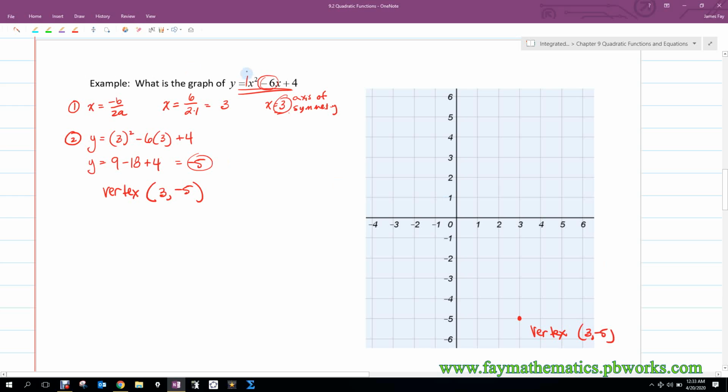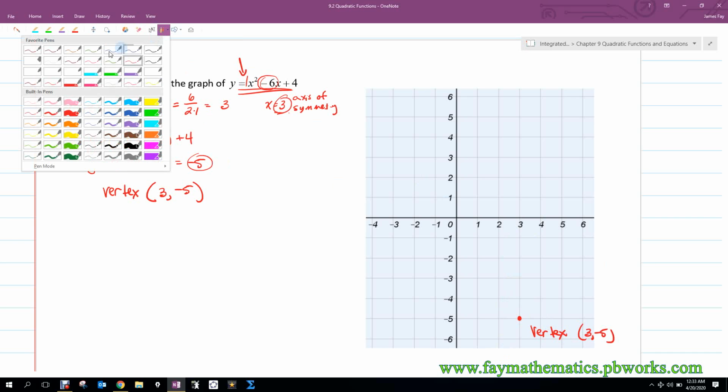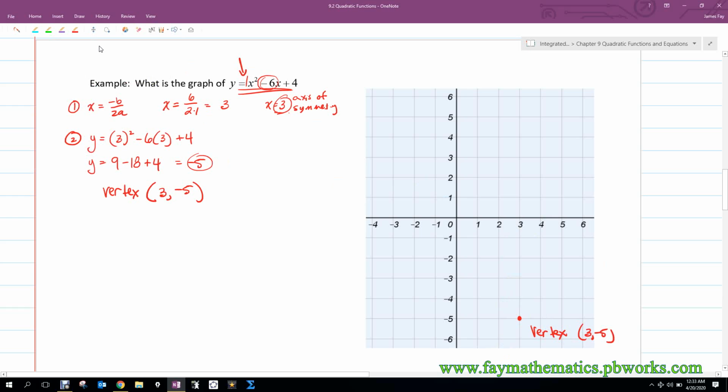Now I know that that number right there is positive, so this graph is going to be like that. It's going to be concave up. That's just a nice fact to know, or to use to confirm some work here in a moment. Then the next thing that we're going to do is figure out what my y-intercept is.